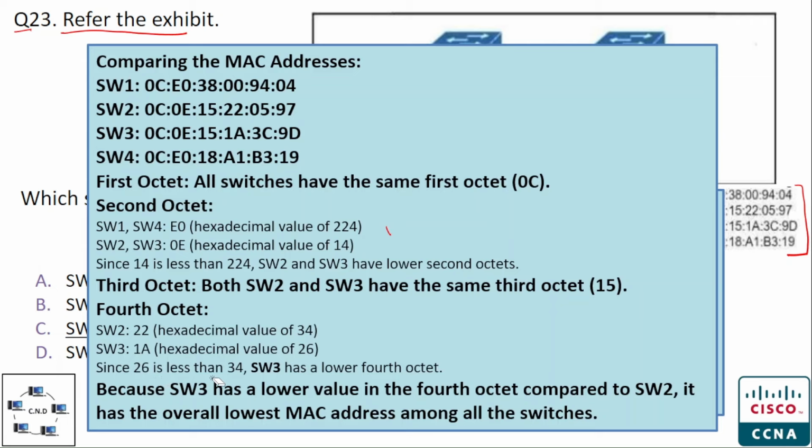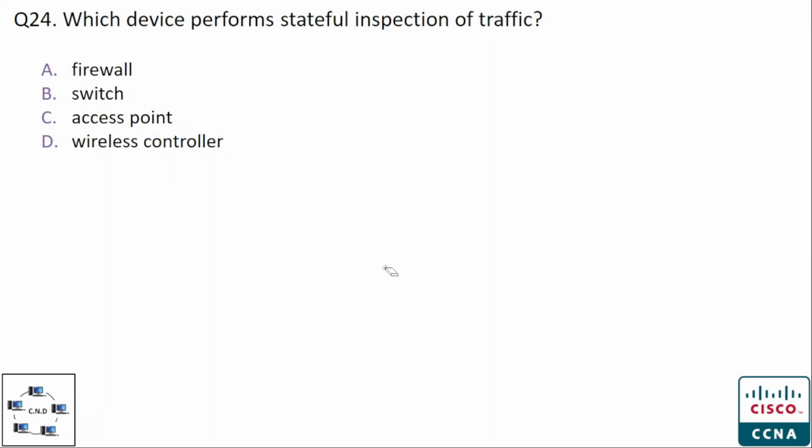Since 26 is less than 34, switch 3 has a lower fourth octet, and overall, since switch 3 has a lower value in the fourth octet compared to switch 2, it has the lowest MAC address among all the switches, and that's why switch 3 is the root bridge.